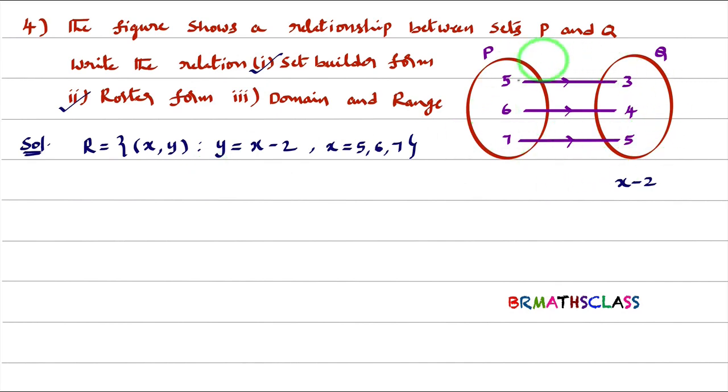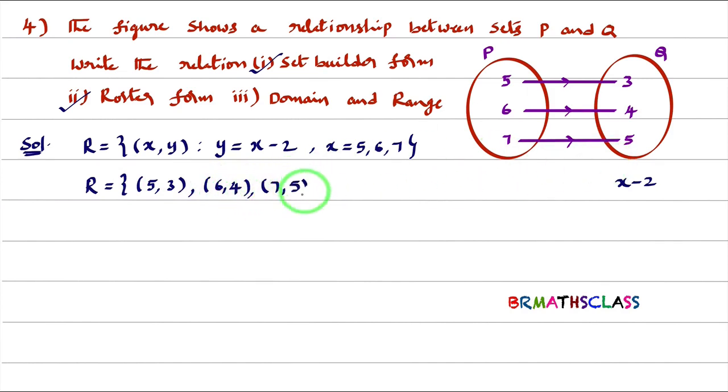By seeing this arrow diagram, they are asking you to write this in roster form. What is roster form? In the roster method, all the elements are listed and separated by commas within brackets. You observe here, 5 is related to 3. By seeing this figure, we can easily write the ordered pair 5, 3. The second one is ordered pair 6, 4. And the third one is ordered pair 7, 5.